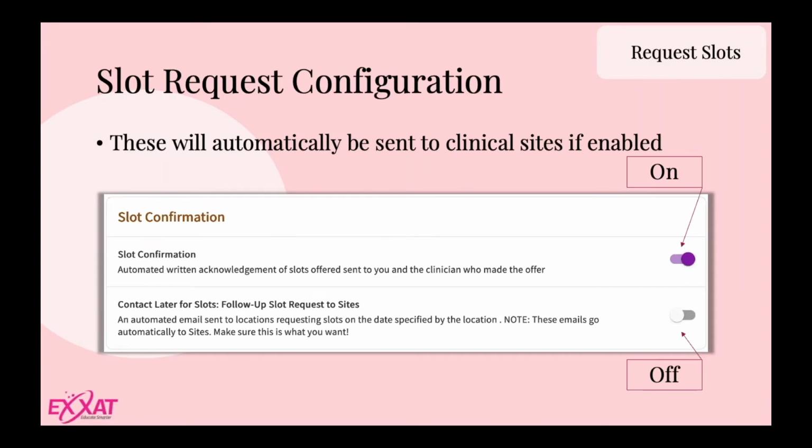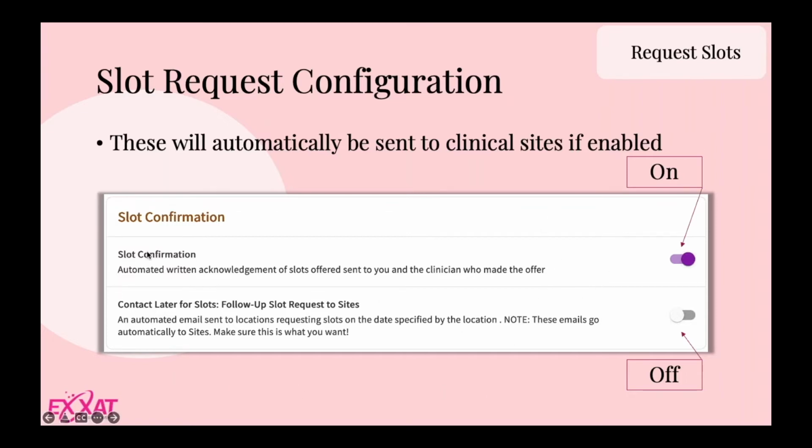The next section is about the slot confirmation and how you want to work with that. We have the ability to send out a slot confirmation email, and that email goes right to the clinical site or the person that is interacting with the slot request, whoever it is, the SCCE or administrator of that particular site. If you have this turned on, they'll receive an email that tells them what they gave you, or what their response was to the slot request. So that's what that does.